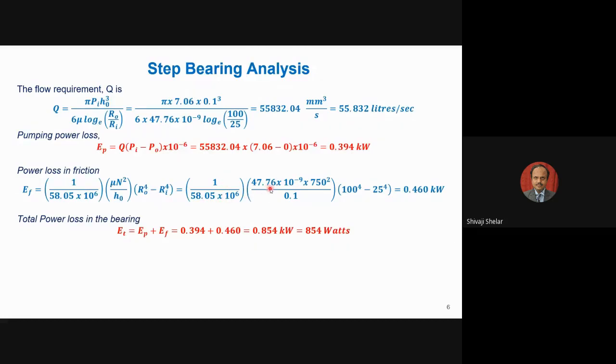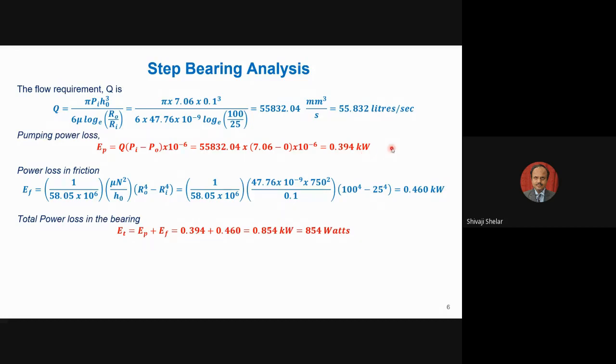Mu is 47.76 into 10 raised to minus 9. The RPM speed given for the shaft is 750 RPM, so 750 square upon h naught value, which is 0.1, into Rho raised to 4, that is 100 raised to 4 minus 25 raised to 4. So this value comes out to be 0.46 kilowatt. So 0.46 kilowatt of energy is lost in friction.